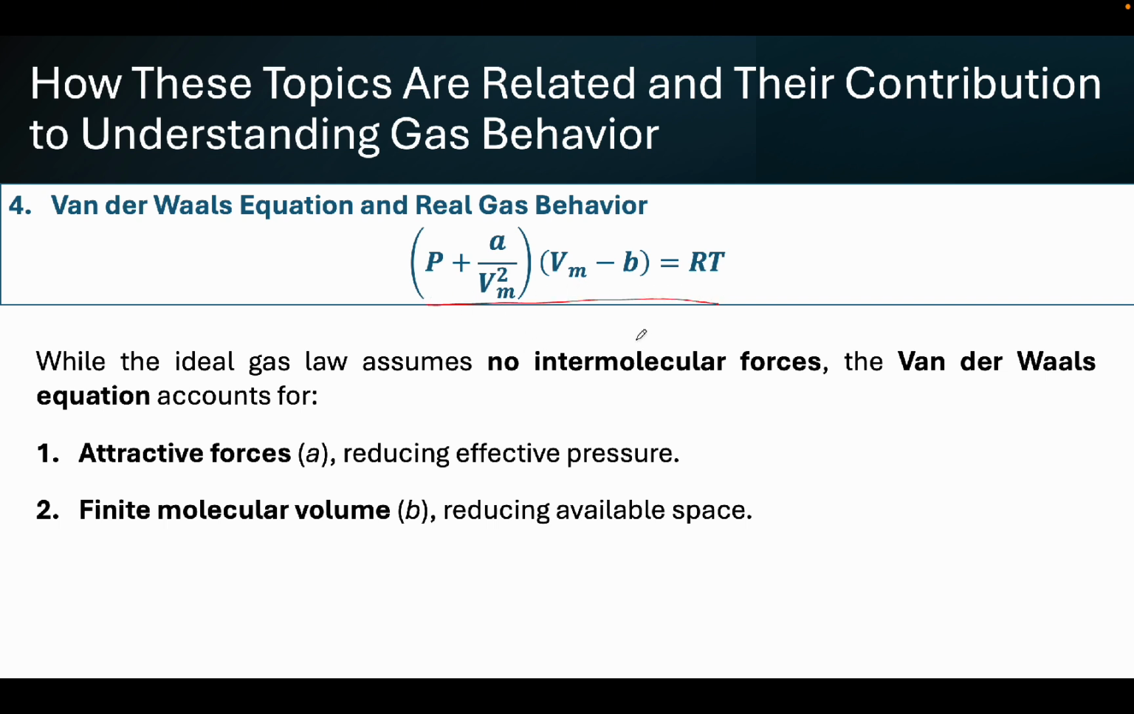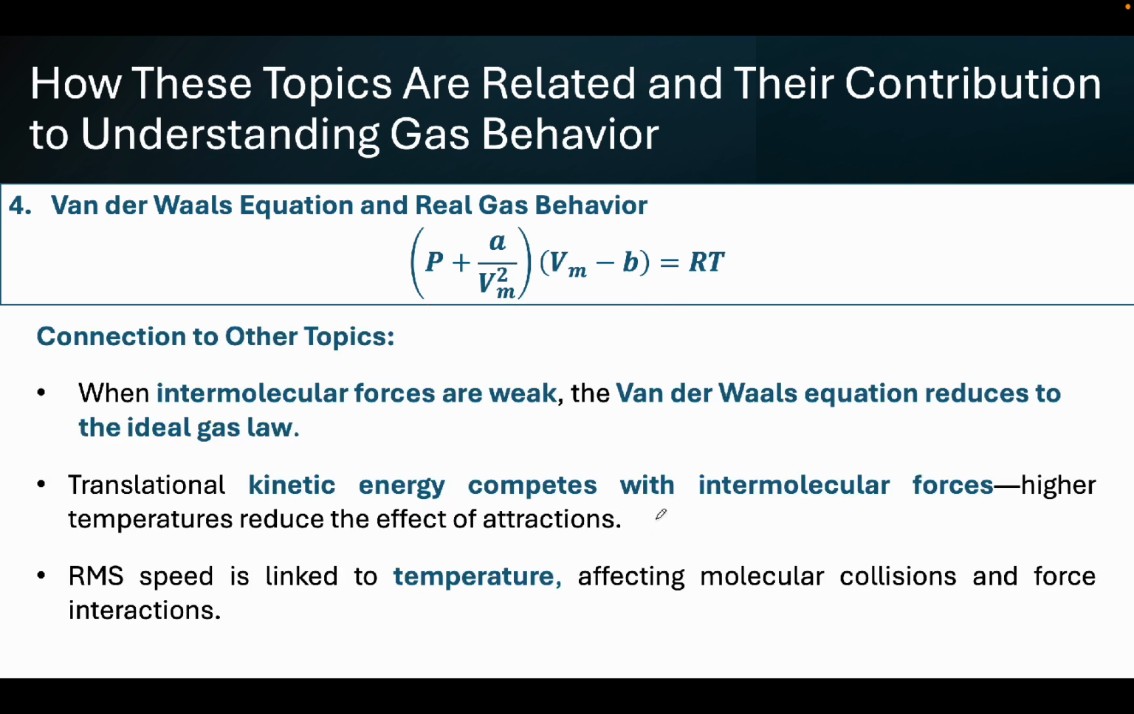Okay, and then for the van der Waals equation, so this is our van der Waals equation. While the ideal gas law assumes no intermolecular forces, the van der Waals equation accounts for, number 1, attractive forces, letter a, reducing effective pressure, and number 2, the finite molecular volume, which is our letter b, reducing the available space. So what is its connection to the other three topics? When intermolecular forces are weak, the van der Waals equation reduces to the ideal gas law.